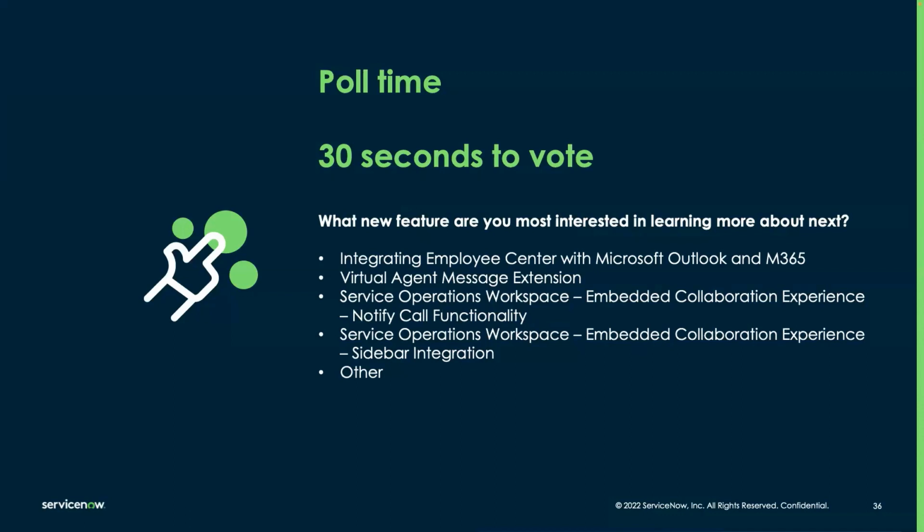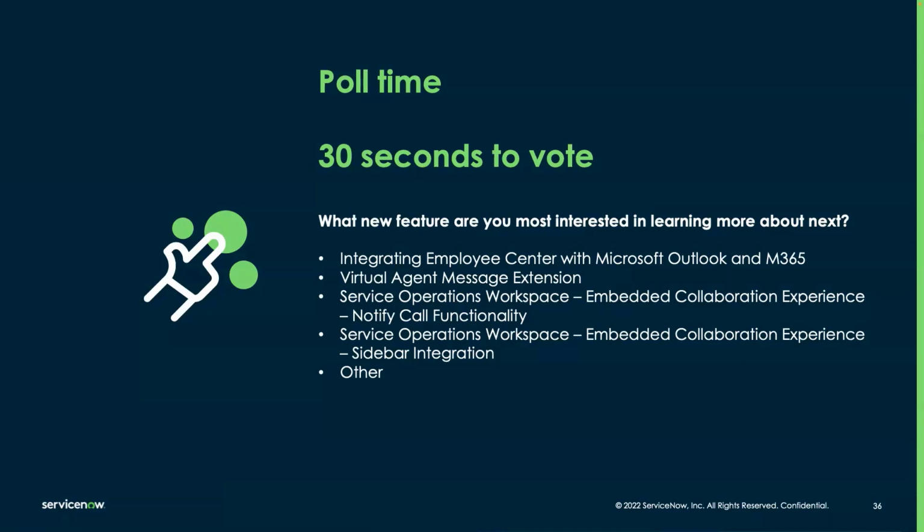And again, we shared the calendar, so if you continue to join us, we'll share with you. All right, so thank you to those of you who are responding to the poll. Again, we've got our integration with the Employee Center and Outlook in the M365 app, getting some strong responses for that one. The VA message extension, I wouldn't sell that short. I think it's really cool. By the way, that one is going to be available for actual use on August 24th with patch, I believe it's Utah patch 6. So please be on the lookout for that. And we've got this embedded notify call functionality, and the embedded sidebar integration.